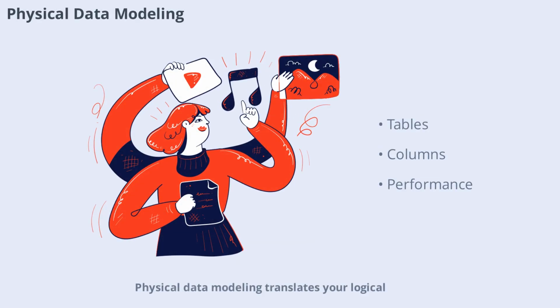Physical data modeling translates your logical model into a real database structure. This is where you decide how data will be stored, indexed, and accessed in your chosen database system. You'll define tables, columns, data types, and constraints. Physical modeling ensures your data system is efficient and optimized for performance, making it easier to handle large volumes of information.